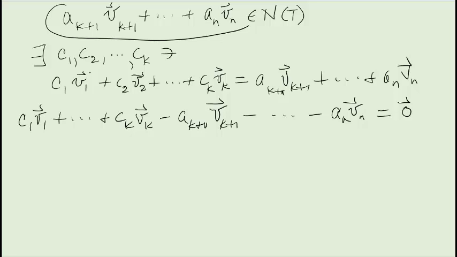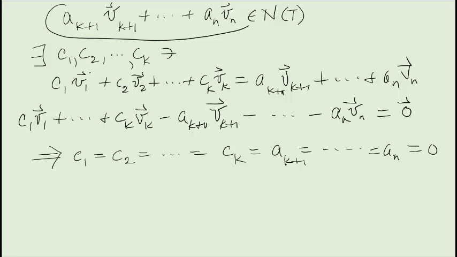Well, the set V1 through V sub k plus 1, up to V sub n, is a basis for V. So it is a linearly independent set. And if we have a linear combination of those vectors equaling the 0 vector, this implies that C1 is equal to C2 is equal to C sub k is equal to A sub k plus 1, all the way down to A sub n is equal to 0. Which tells us exactly what we wanted.